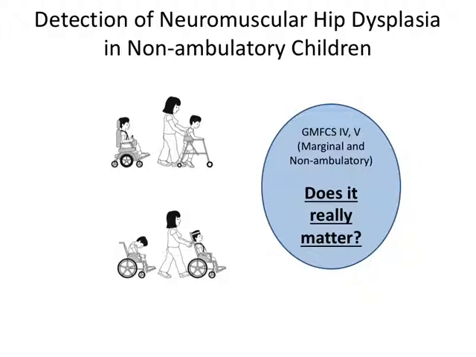But the debate in our orthopedic community for a long time has been, in the non-ambulatory children, does it really matter? These children are in a wheelchair, they're not using their hip, they can be positioned. Does it actually matter for these children or not?